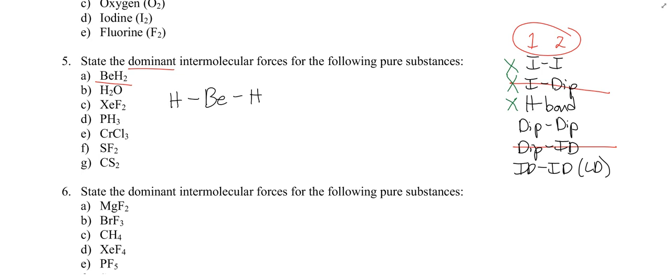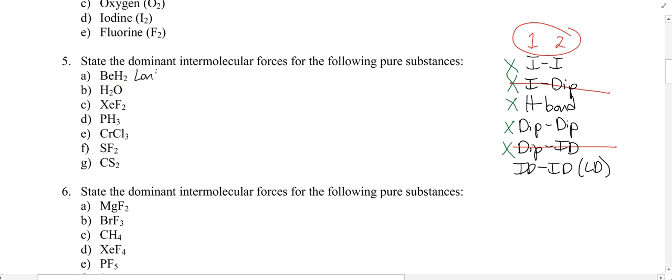If it's linear, that means that this molecule is nonpolar. If it's nonpolar, what can it not be? It cannot be dipole-dipole. We already established that it can't be dipole-induced dipole. Therefore, BeH2 must be London dispersion. Okay, makes sense. Let me do another one.